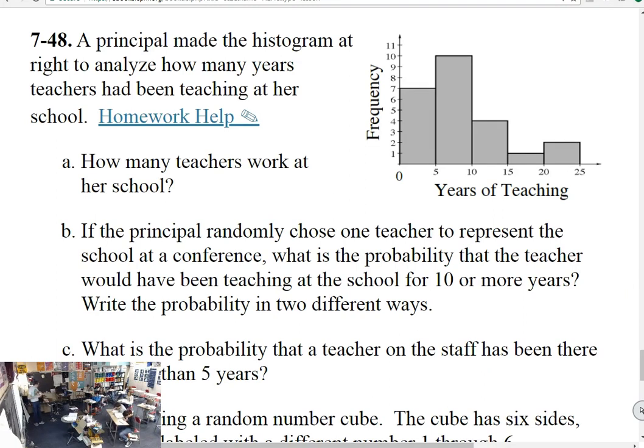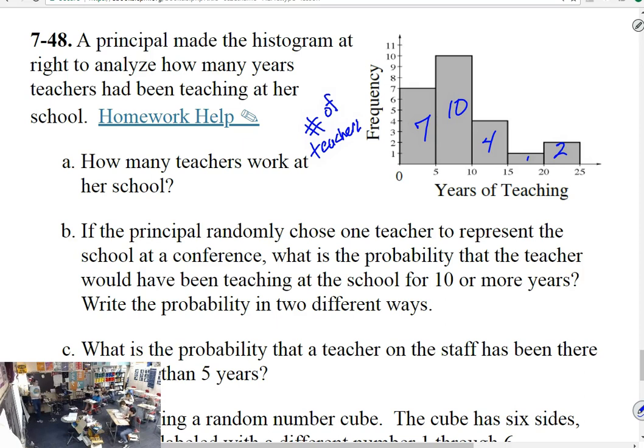So, frequency is always how many exist in that range. That's the number of teachers. Frequency is number of people. So there's 7 in here, 10 in there, 4, 1. The total number, yeah.